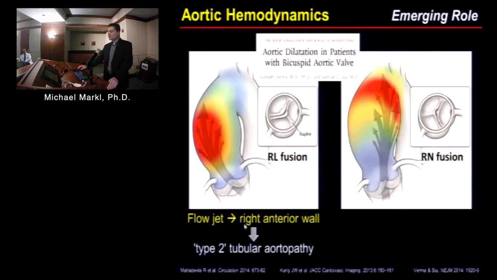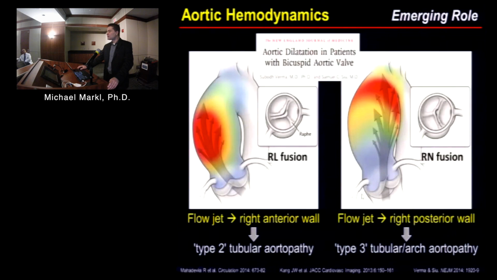So the right-left fusion impinges on the right anterior wall and results in a more type 2 aortopathy, whereas the right non-fusion pattern has a more posterior outflow jet pattern, which would explain why you see this type of pattern more in right non-patients. And that's actually the case.